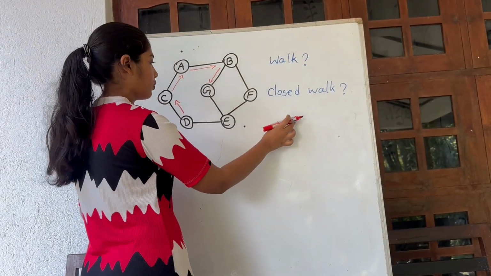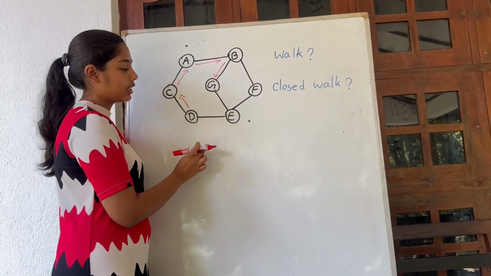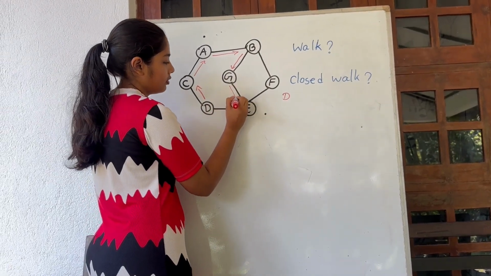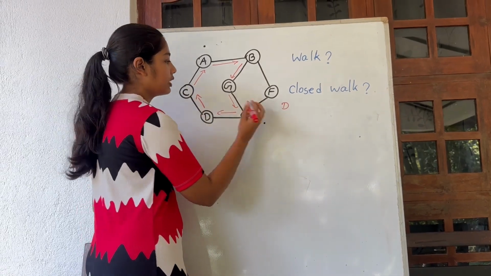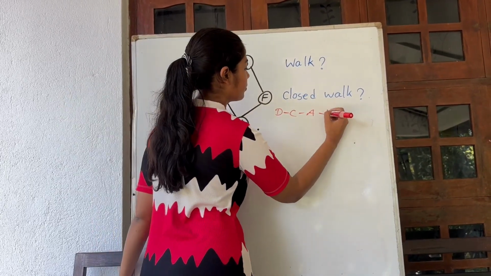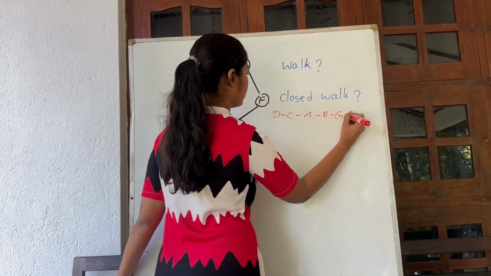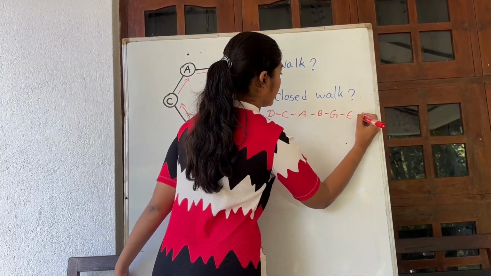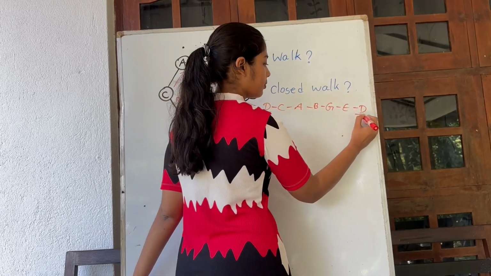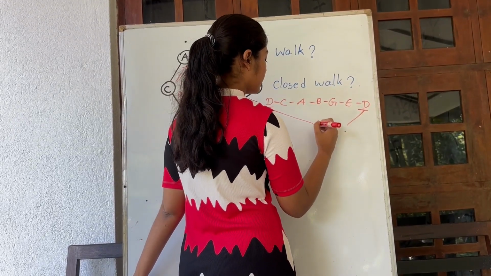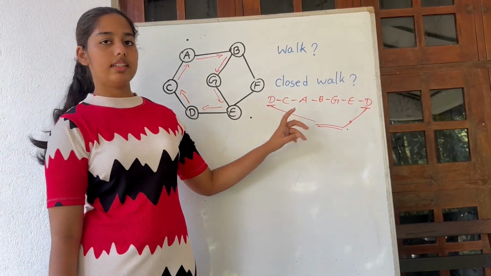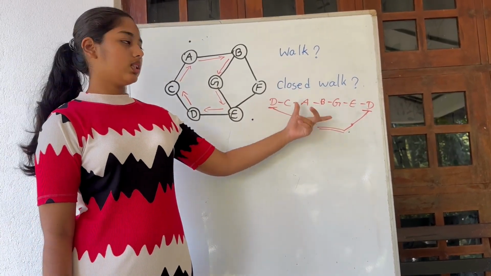Now let's write a closed walk. The starting vertex is D. D to C, C to A, and A to B, B to G, and G to E, and the walk ends with D. As you can see, the ending vertex and the starting vertex are the same. So this is a closed walk.